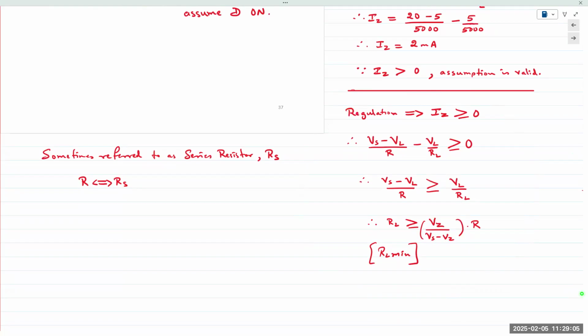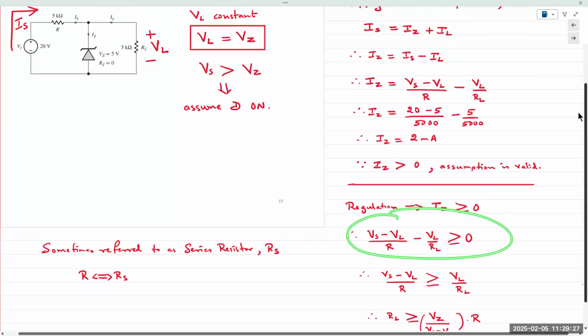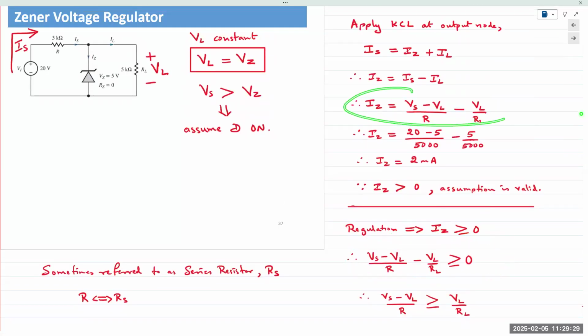For proper regulation, meaning Zener diode turns on, it sinks current through itself, and it keeps IL constant. IZ must be greater than 0. It must be conducting, right? Zener diode needs to turn on. If it turns on, Zener diode will conduct some current, meaning IZ would be greater than 0. So you take the equation from above, which is right here, and you say that must be greater than 0.